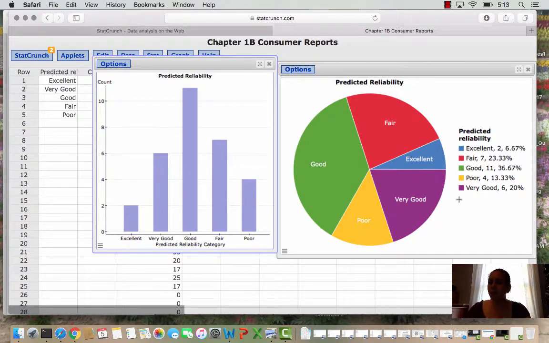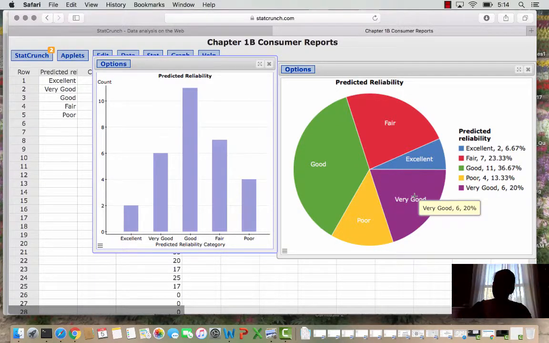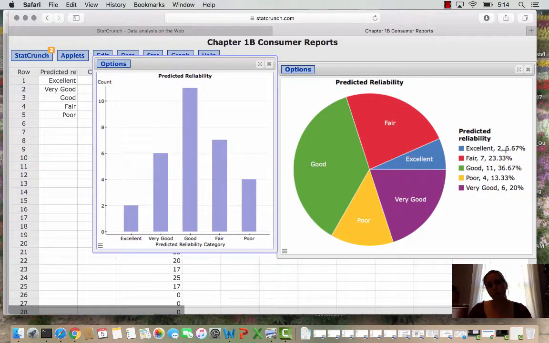The pie chart gave me a key over here, but again, I could do the same thing. So I could go to the very good category, hover my cursor over, and it'll tell me there are 6 very good ranked cars, and that's 20% of the total. So the pie chart also calculates the percentage. You can double check if you add it up, it should total 100%.